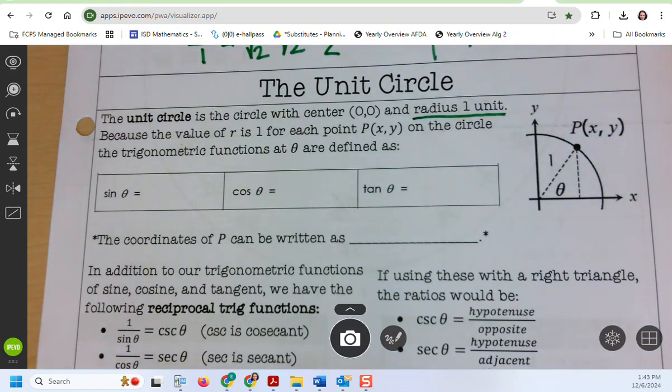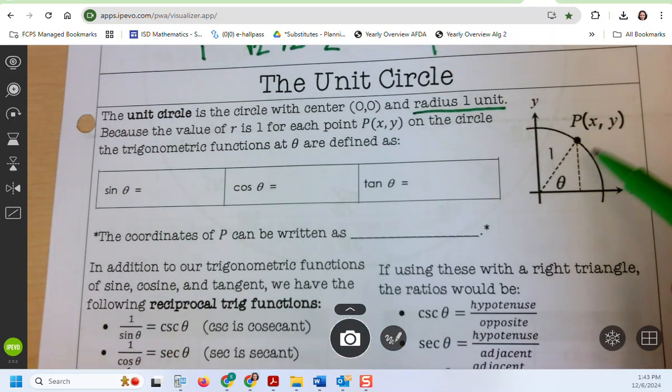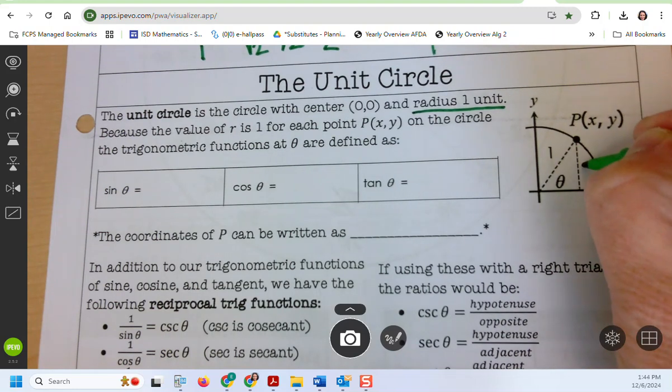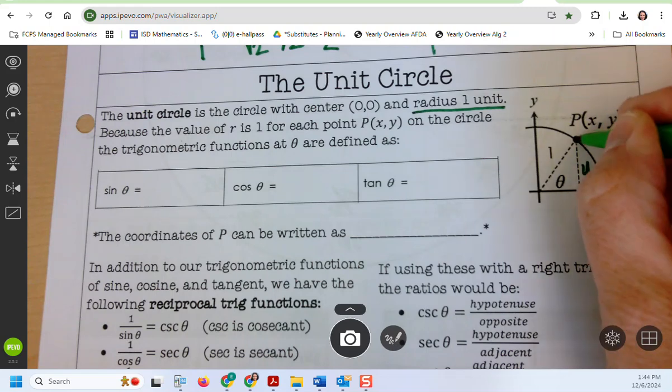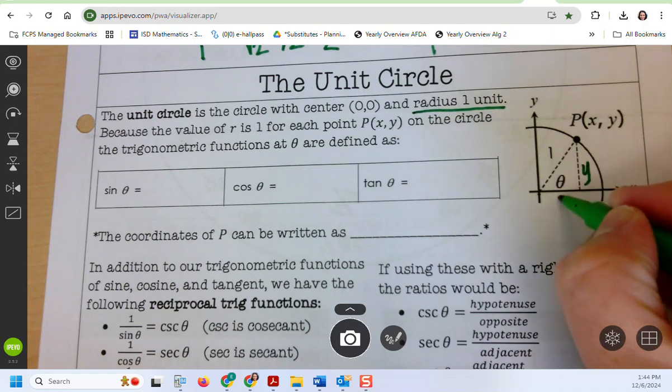Okay, and trig values on the unit circle, we'll talk about exactly what they're saying there, but they're defined this way. Here's your angle theta, right? The opposite here is the y value of this point. You see that point? It has an x value and it has a y value. The opposite is the y. This adjacent right here, that's the x.